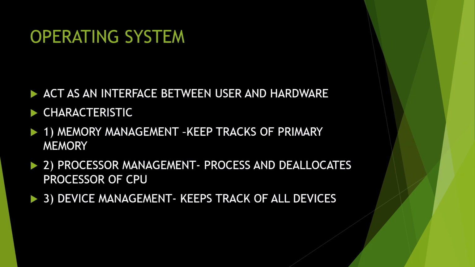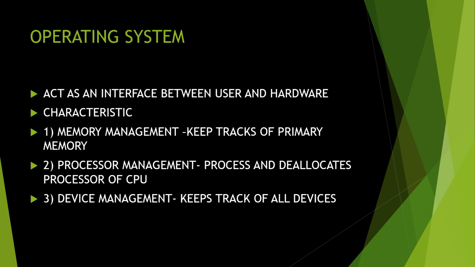Next is operating system. We have to see different types of operating system. It acts as an interface between the user and the hardware, the hardware inside the computer. The user is the person who is using it. The operating system helps us to do all these things. What are its characteristics?